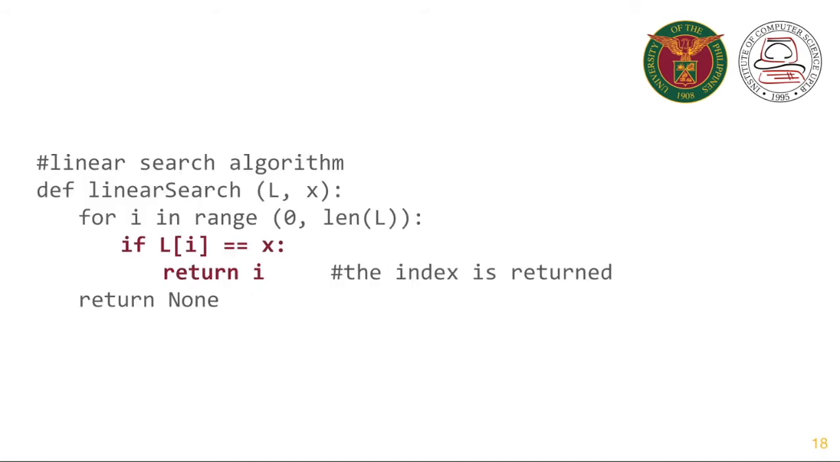Here's a function implemented in Python that performs linear search. It accepts the list and the value to be searched in the list. Then it returns the index of the value if it is found. Otherwise, it returns None. Let us run this function using the Python interpreter.